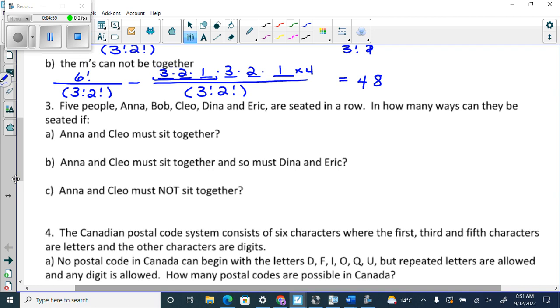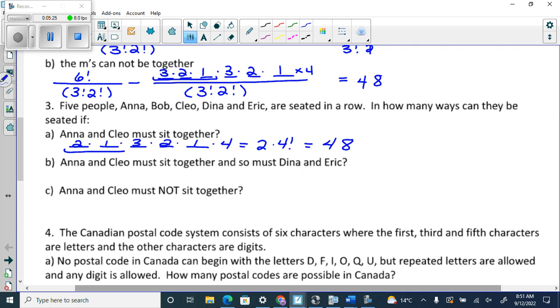Okay, 5 people, Anna, Bob, Cleo, Dinah, and Eric, or we could call her Dina, I don't know, are seated in a row. In how many ways can they be seated if Anna and Cleo must sit together? So 1, 2, 3, 4, 5. Sit Anna and Cleo together. It doesn't say what order, so it can go 2, 1, 3, 2, 1, times 4. And we get 2 times 4 factorial, which is 40.